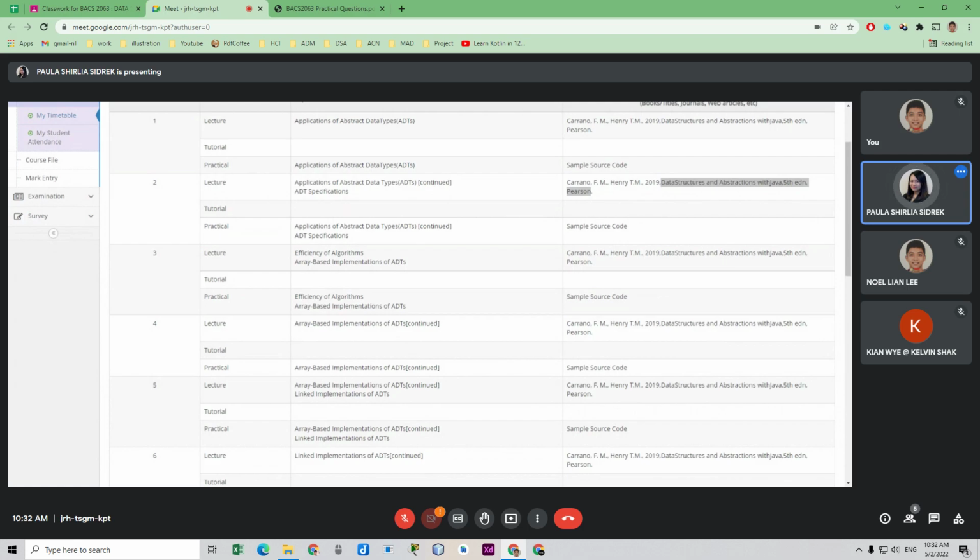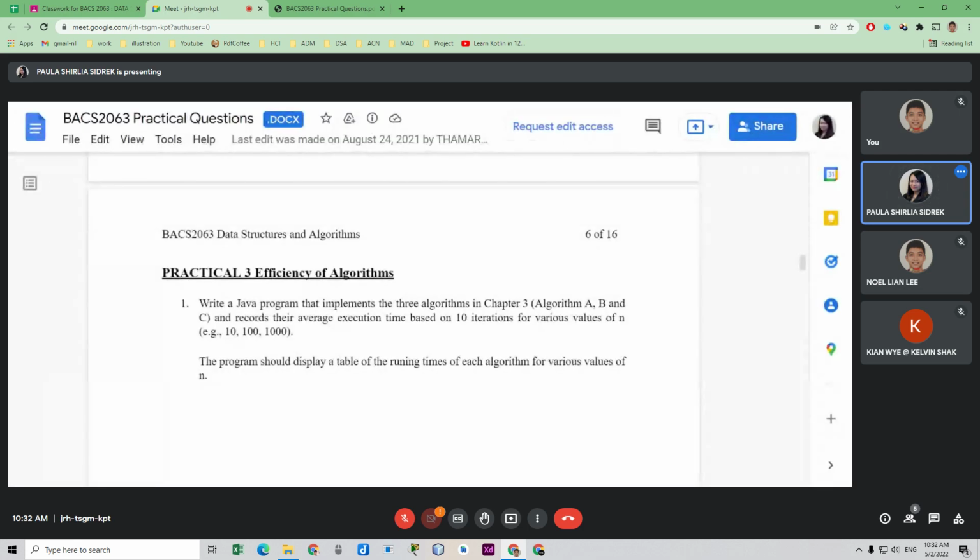All right, so what's this? It says, write a Java program that implements the 3 algorithms in chapter 3. Remember that? You have algorithms A, B, and C, and record their average execution time based on 10 iterations for various values of n, for example 10, 100, and 1000. The program should display a table of the running times of each algorithm for various values of n.